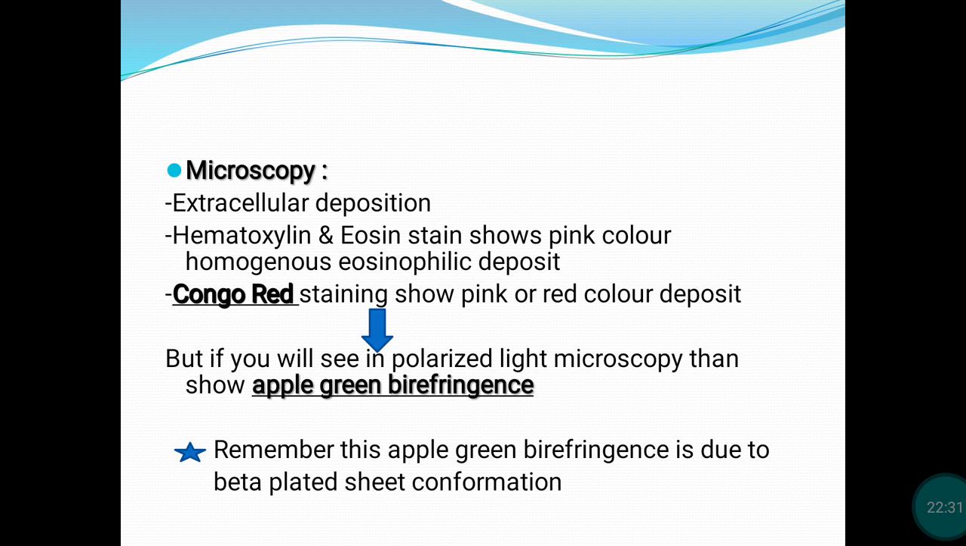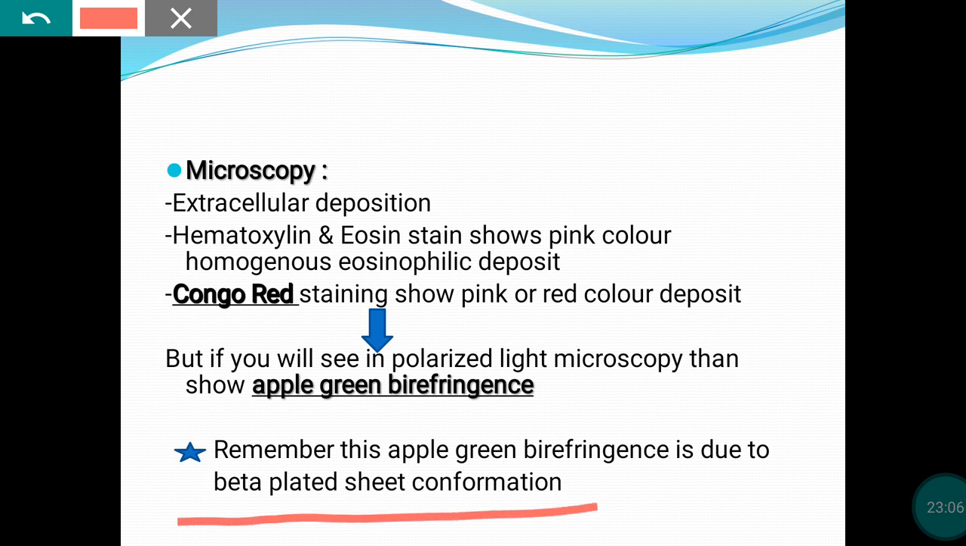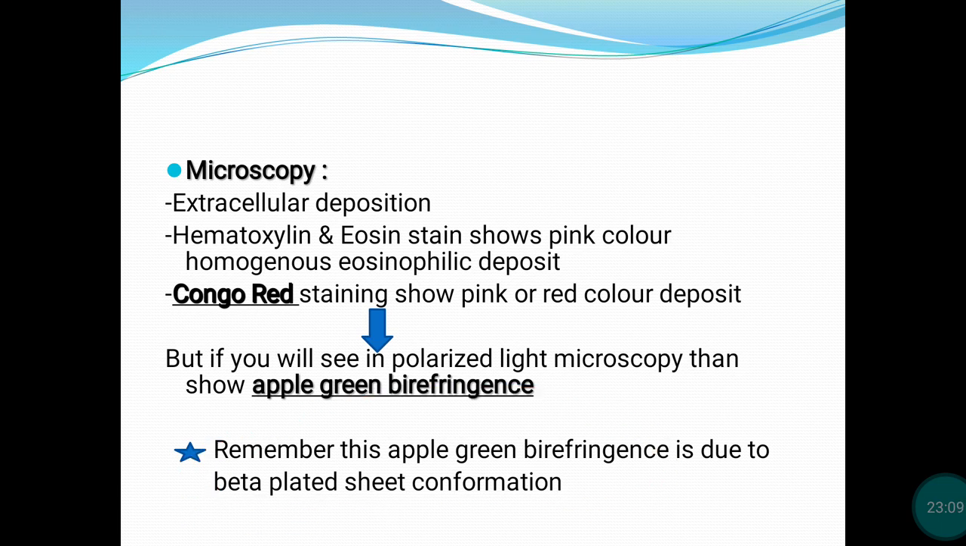Now you might ask, what is polarized light microscopy? In polarized light microscopy, usually we put the polarizer between the light source and the sample. The polarized light falls on the doubly refracting specimen, which generates two waves, one ordinary wave and another extraordinary wave. So it will give you the green colored birefringence, double refraction, when you see it under the polarized microscope. And you have to remember that it is due to the beta pleated sheet conformation, right?